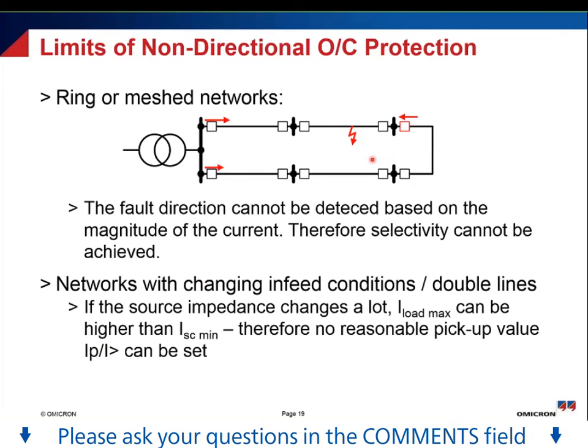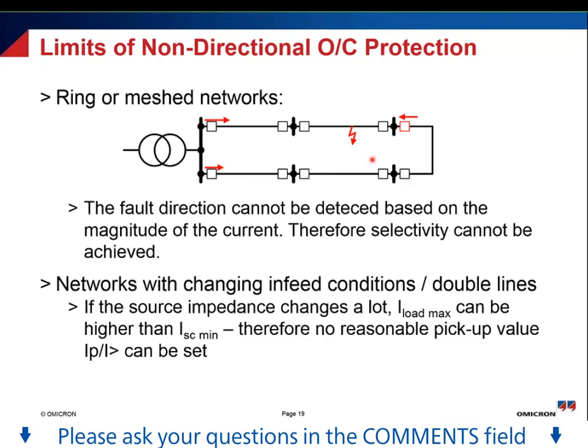Another problem for the non-directional overcurrent protection, or overcurrent protection in itself, is a network with changing in-feed conditions or with a lot of double lines. Because if the source impedance, so the impedance or strength of your in-feed, changes a lot during a day or a week or a month, then it can happen that the maximum load current can be higher than the minimum short circuit current.